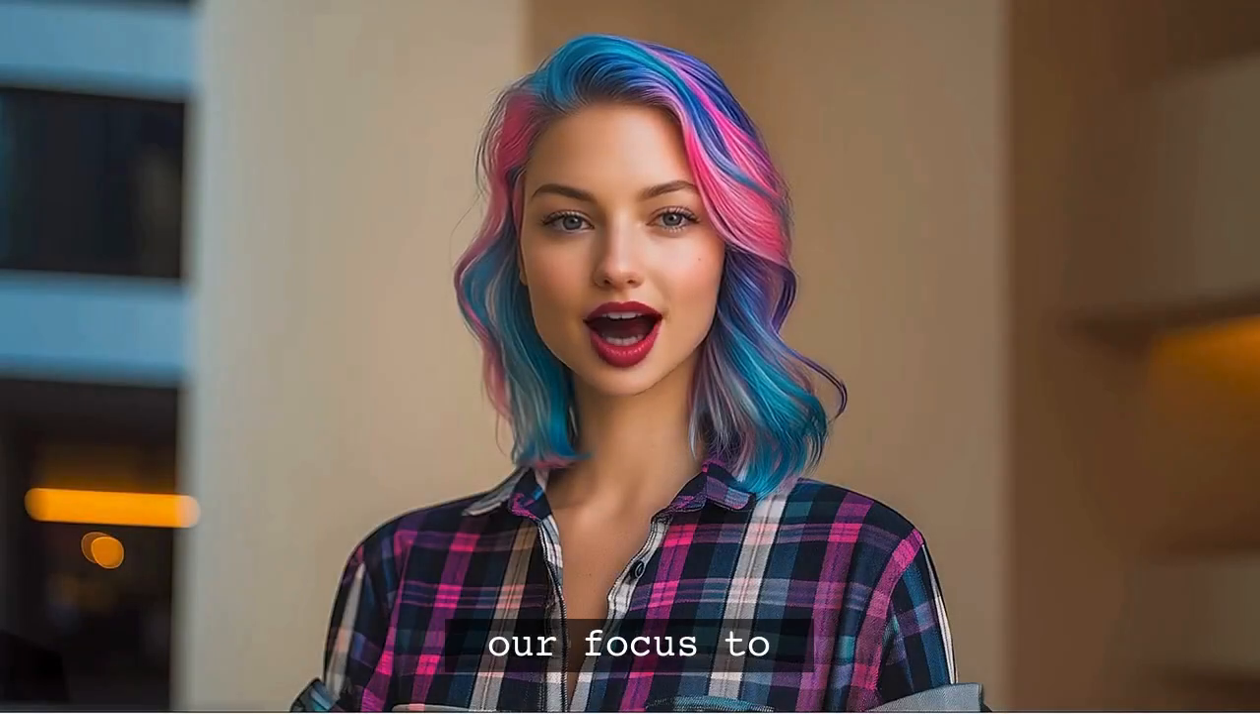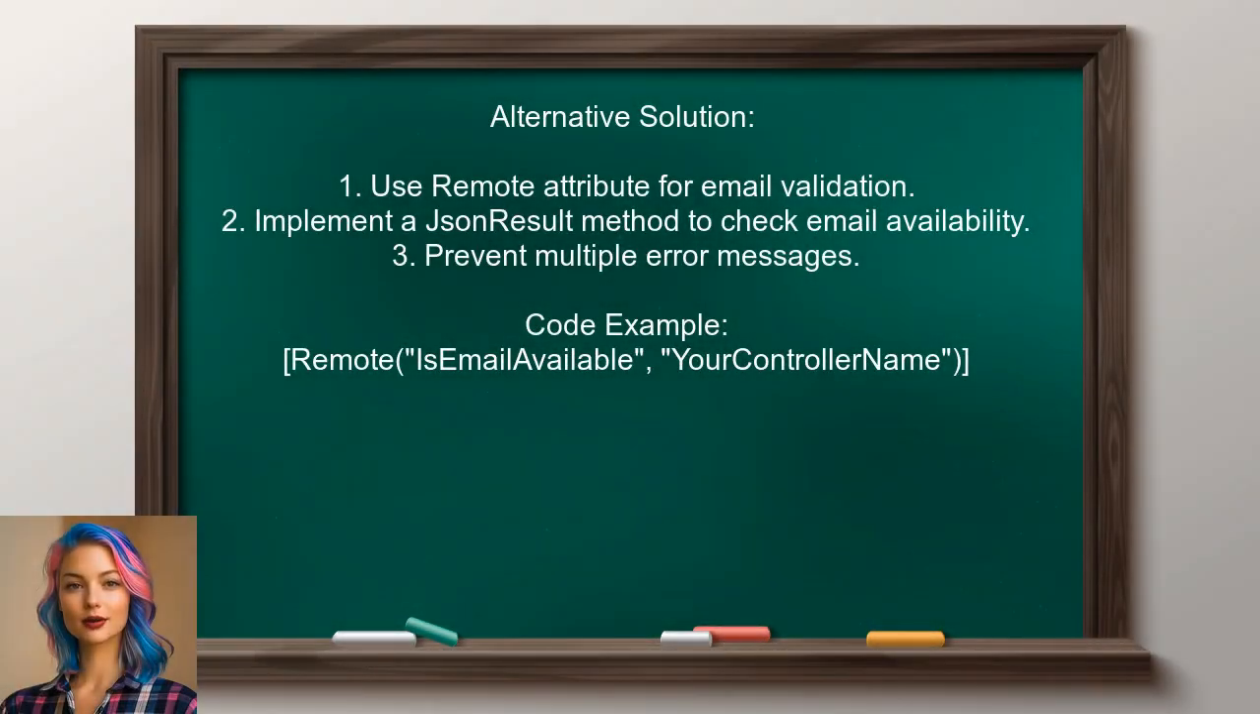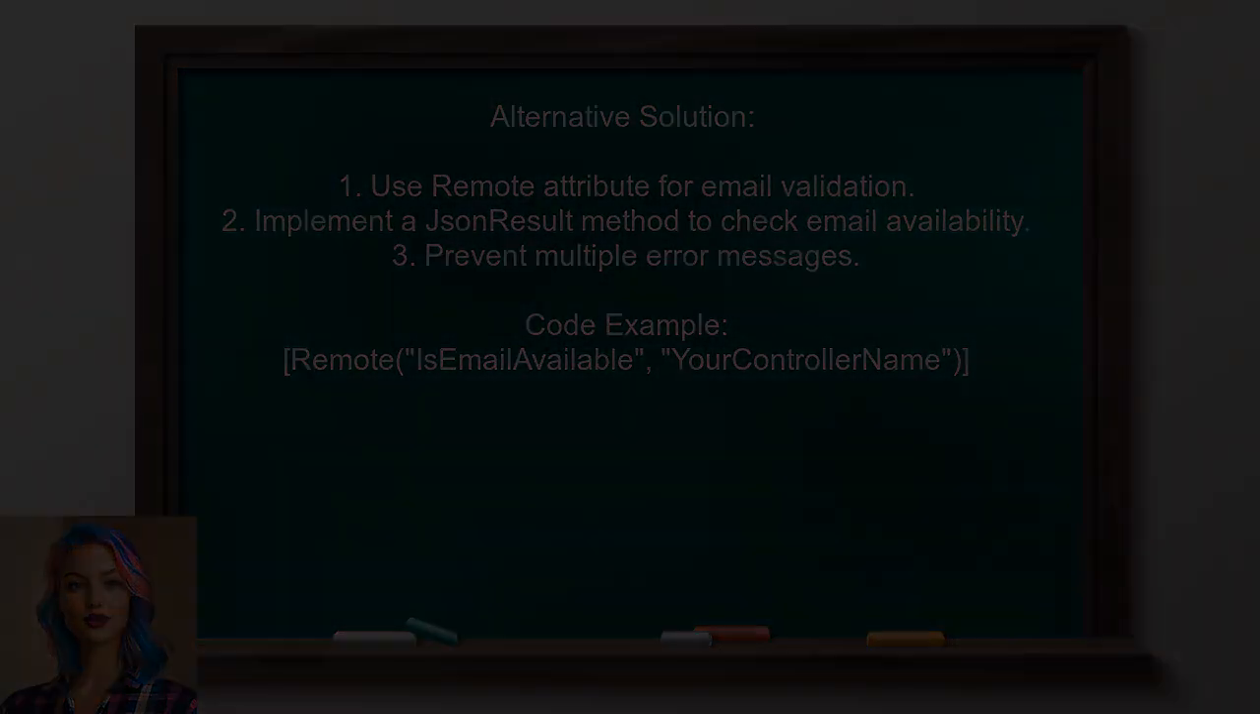Now, let's shift our focus to a different response. An alternative approach suggests using remote validation for email addresses. Instead of checking the email's validity in the repository, you can use the remote attribute on your model. This allows for dynamic validation and prevents multiple error messages from rendering the entire view each time.